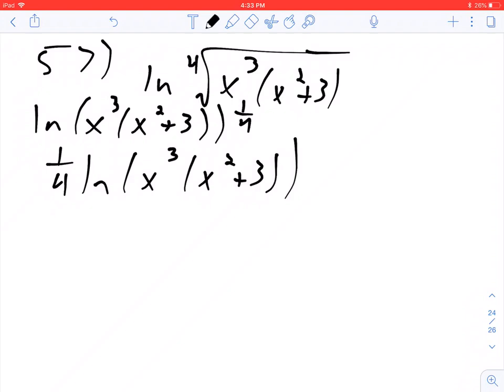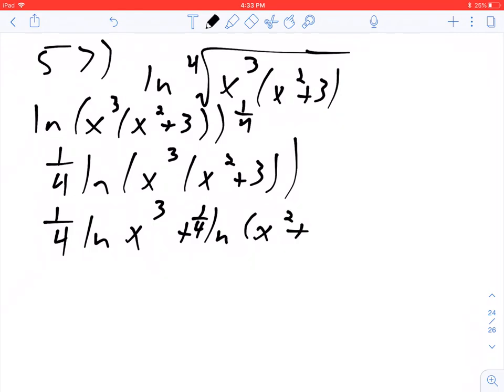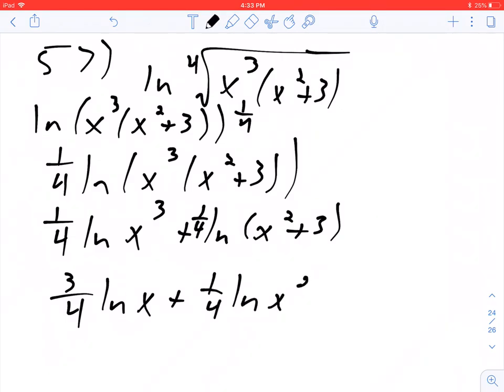Now we're going to utilize the product property, and because both things had the 4th root of them, they both need the 1/4 in front of their natural log. Natural log of x squared plus 3. The last thing to do would be to bring that cube down. So we end up with 3/4 natural log of x plus 1/4 natural log of x squared plus 3. There's your final answer.